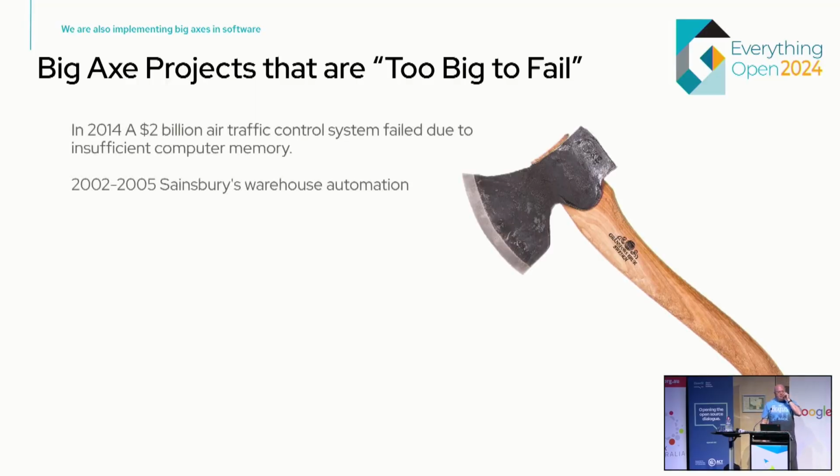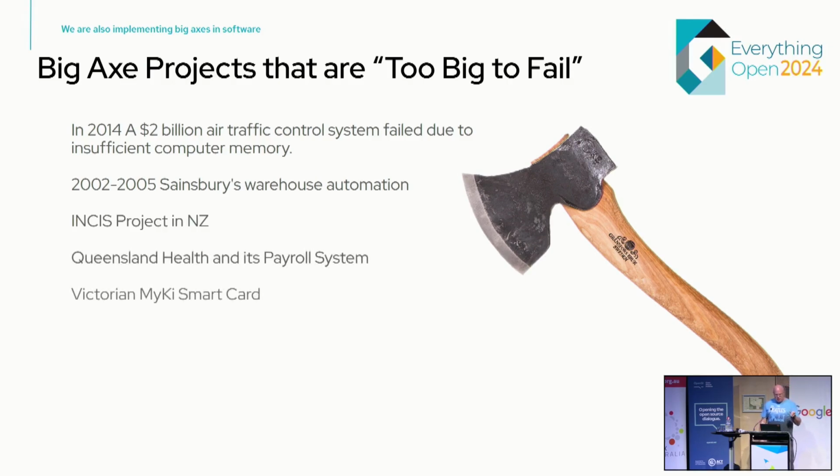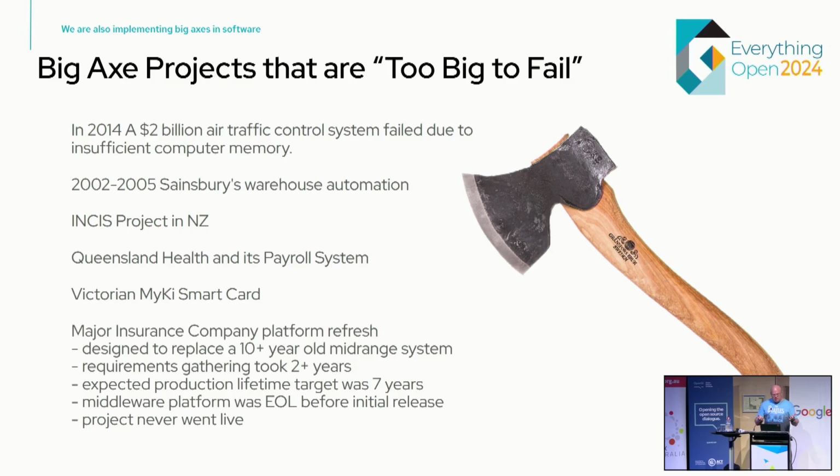Well, big axes also kind of promote big axe style projects, the projects that are too big to fail. An air traffic control system that fails because we didn't put enough memory in the box. Like, really? We've had big ERP programs go down. We've got the INSYS project in New Zealand, which is a big IT project failure, happened around the time I first moved there in the early 2000s. It was a huge failure.